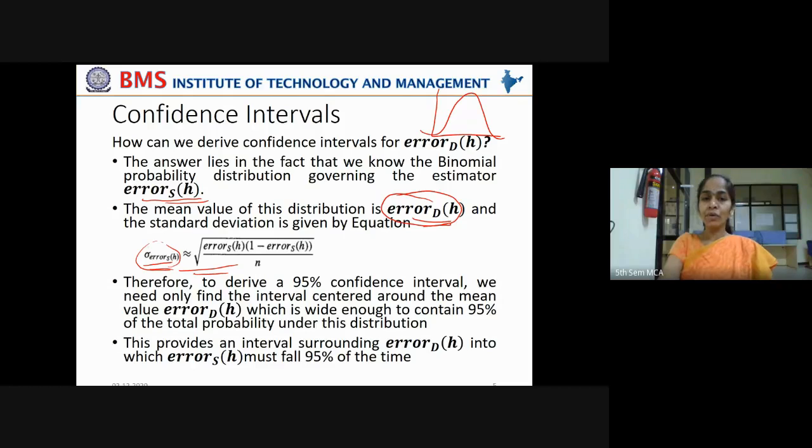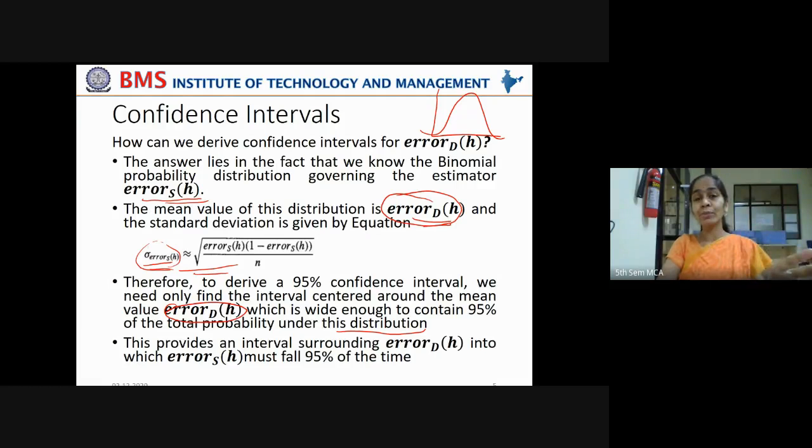Okay, therefore, to derive a 95% confidence interval, in order to get the 95% confidence interval into which the true error falls, we need only find the interval centered around the mean value, that is of the true error, which is wide enough to contain 95% of the total probability under this distribution.